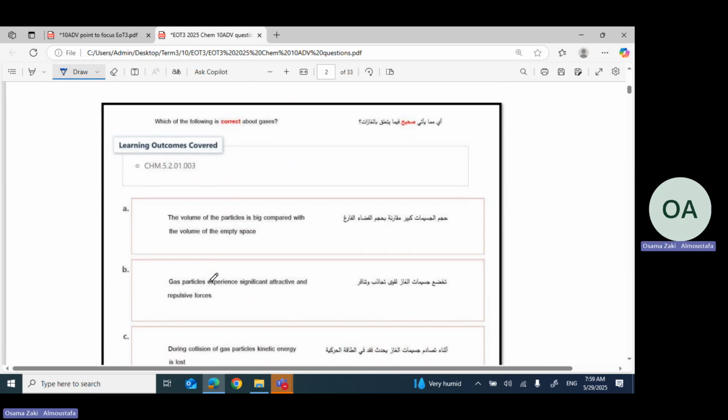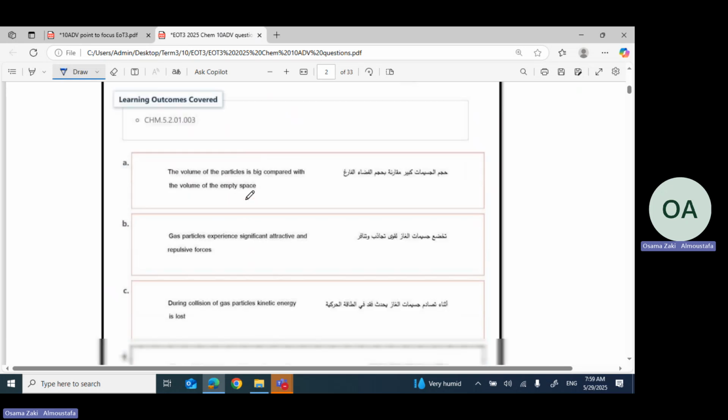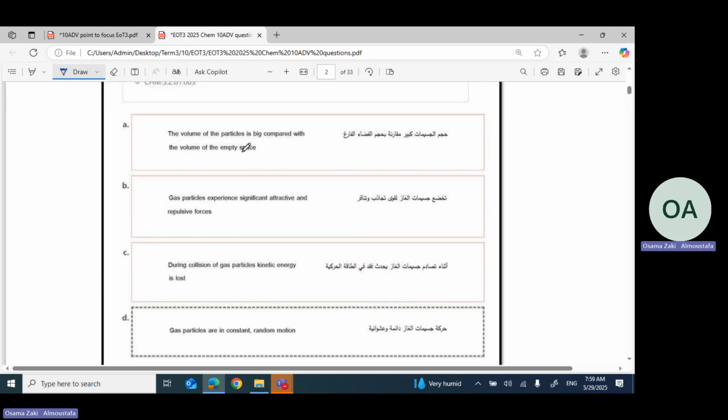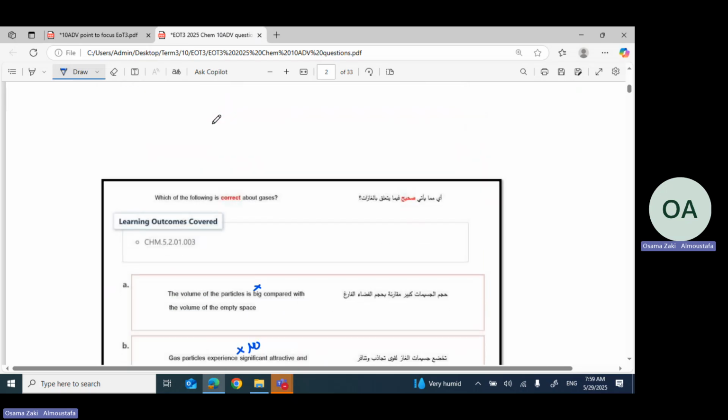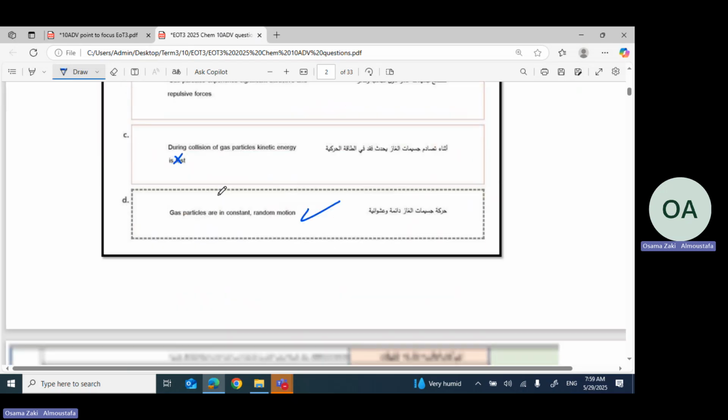Here, which of the following is correct about gases? Here, as you see, the volume of particles is big. No, it's small. The particles experience significant attraction. No, no significant attraction. During collision of gas particles, kinetic energy is lost. No, not lost, because it's elastic. Gas particles are in constant random motion, so this is the correct one, because here they want the correct option.